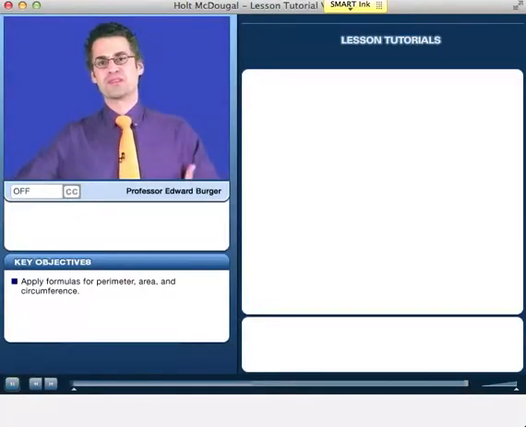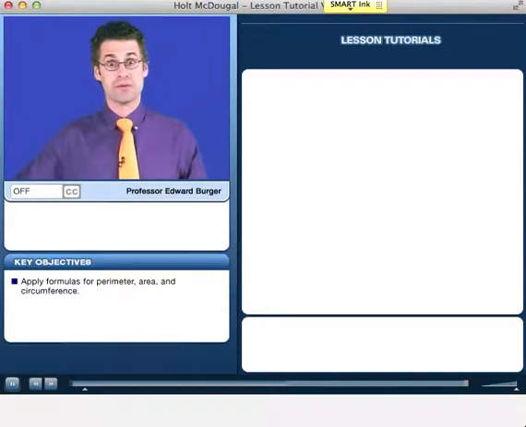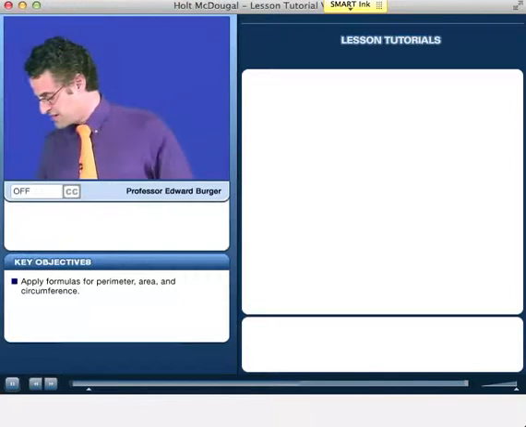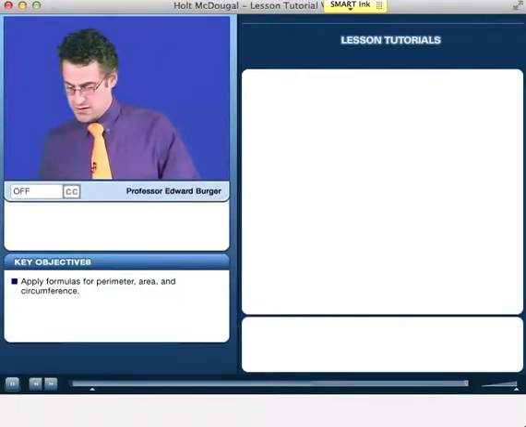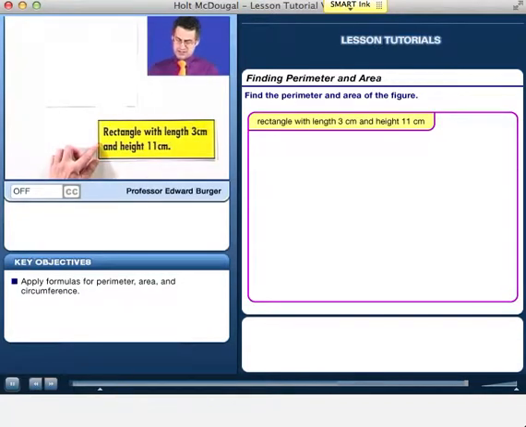You know, the famous formulas of geometry are so ancient and yet today are still really just as beautiful and extremely useful. Let's take a look at some questions that involve some of our favorite formulas from geometry. So here we are asked to look at a rectangle that has length 3 centimeters and height 11 centimeters.